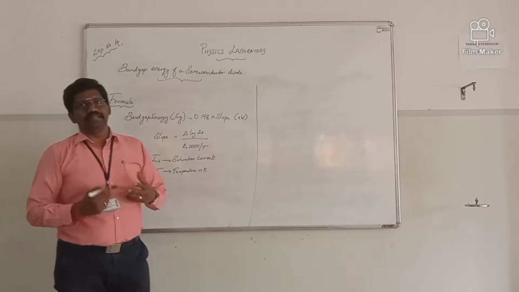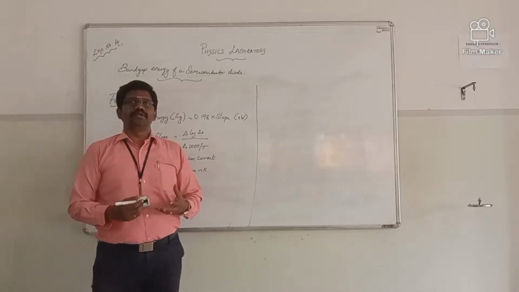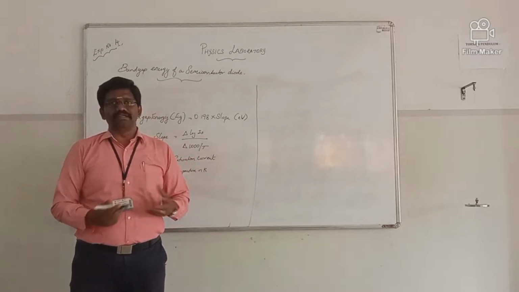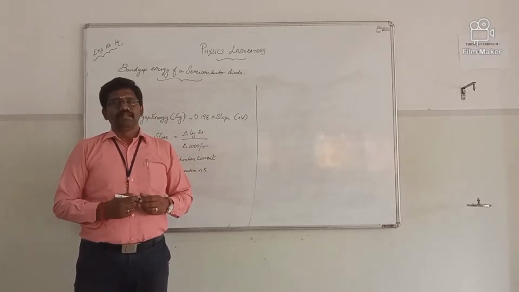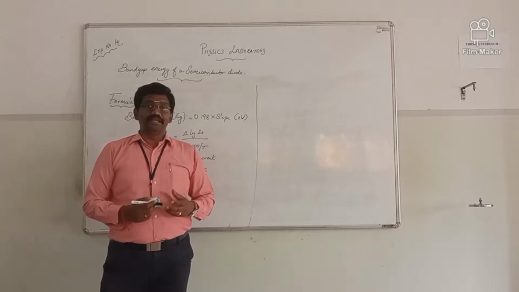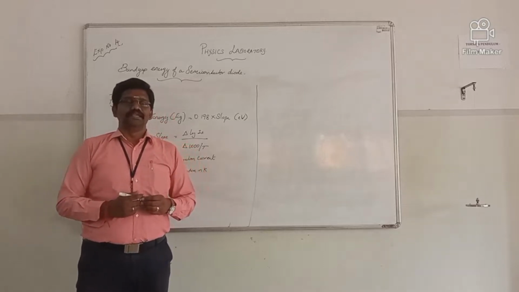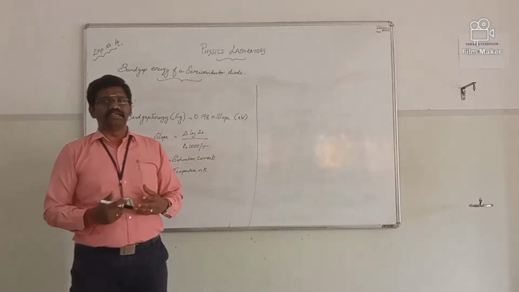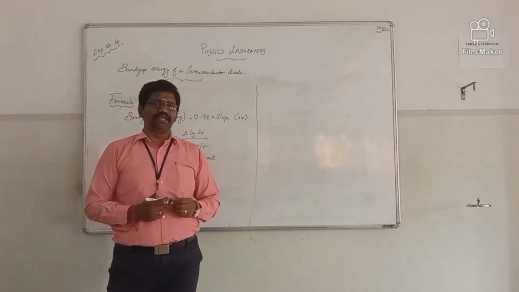So what is a conductor? The material which is said to be a good conductor of electricity is called a conductor. That is, all the metals are said to be conductors. Then what is an insulator? A material which does not conduct electricity is called an insulator. For example, glass, wood, plastic, all these things are said to be insulators.